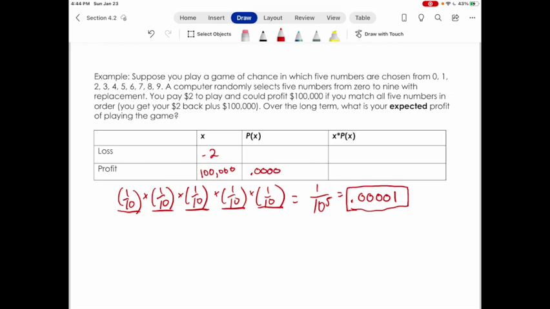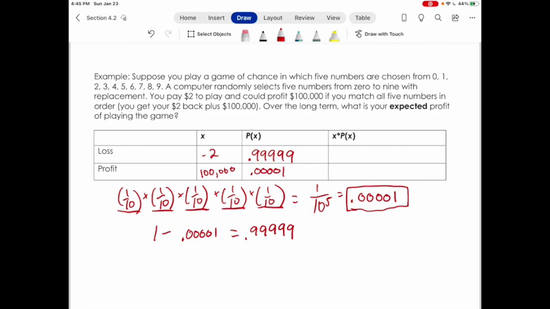Okay, so this is the chance of us winning if we guess all of those numbers right. So I'm going to put 0.00001 here. Now, the chance of us losing is the complement of that. So if I have a 0.00001 chance of winning, then if I subtract that from 1, there is a 0.99999 chance that we're going to lose. So I'm going to put that here for this probability.